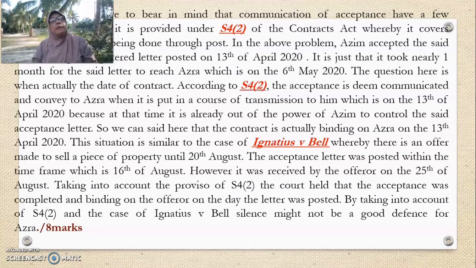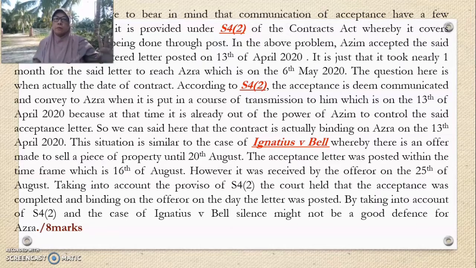This situation is similar to the case of Ignatius versus Bell, whereby there is an offer made to sell a piece of property until 20th of August. The acceptance letter was posted within the time frame, which is 16th of August. However, it was received by the offeror on the 25th of August. Taking into account the proviso of section 4, subsection 2, the court held that the acceptance was completed and binding on the offeror on the day the letter was posted. By taking into account section 4, subsection 2, and the case of Ignatius versus Bell, silence might not be a good defense for Azra.